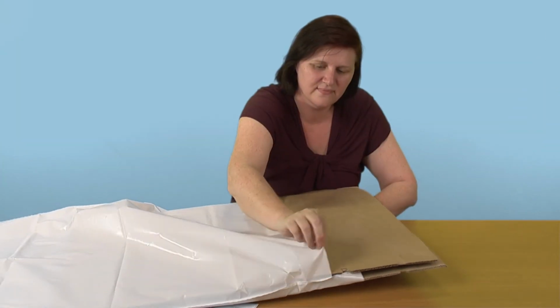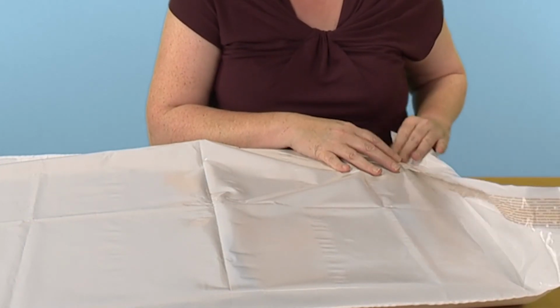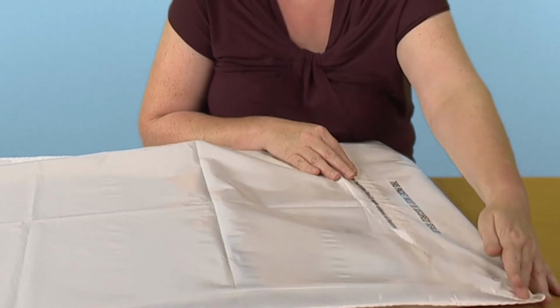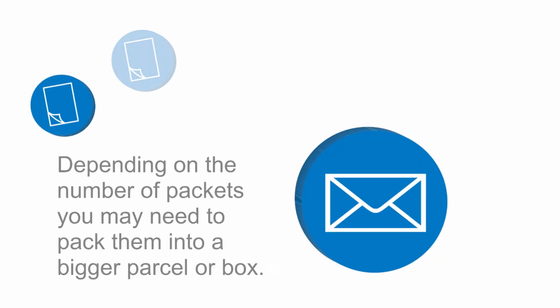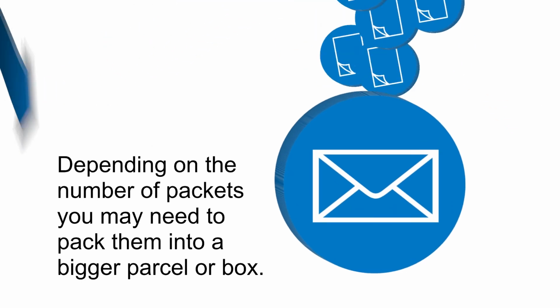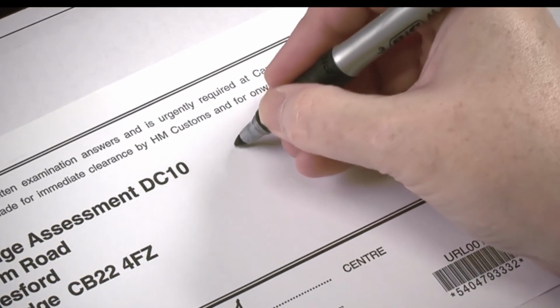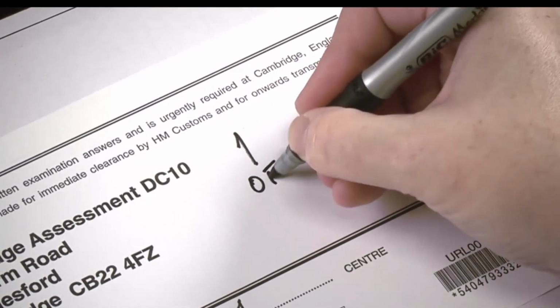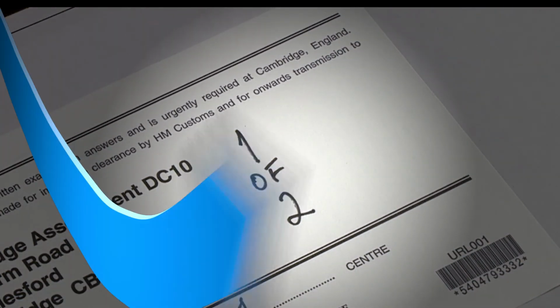Now pack your coursework sample packets into an outer envelope and seal securely. Attach the dispatch label to the front of the outer envelope. You can pack more than one coursework sample packet into the outer envelope. Depending on the number of packets, you may need to pack them into a bigger parcel or box. If you use more than one outer package, please indicate on the front of the package how many you are sending. For example, 1 of 2, 2 of 2.